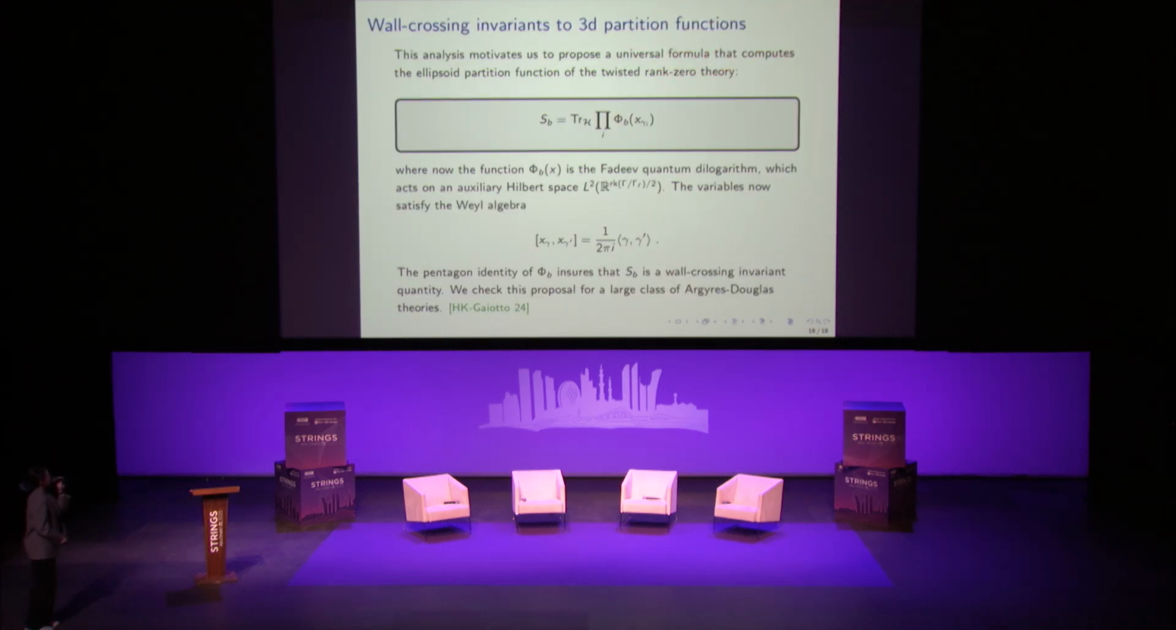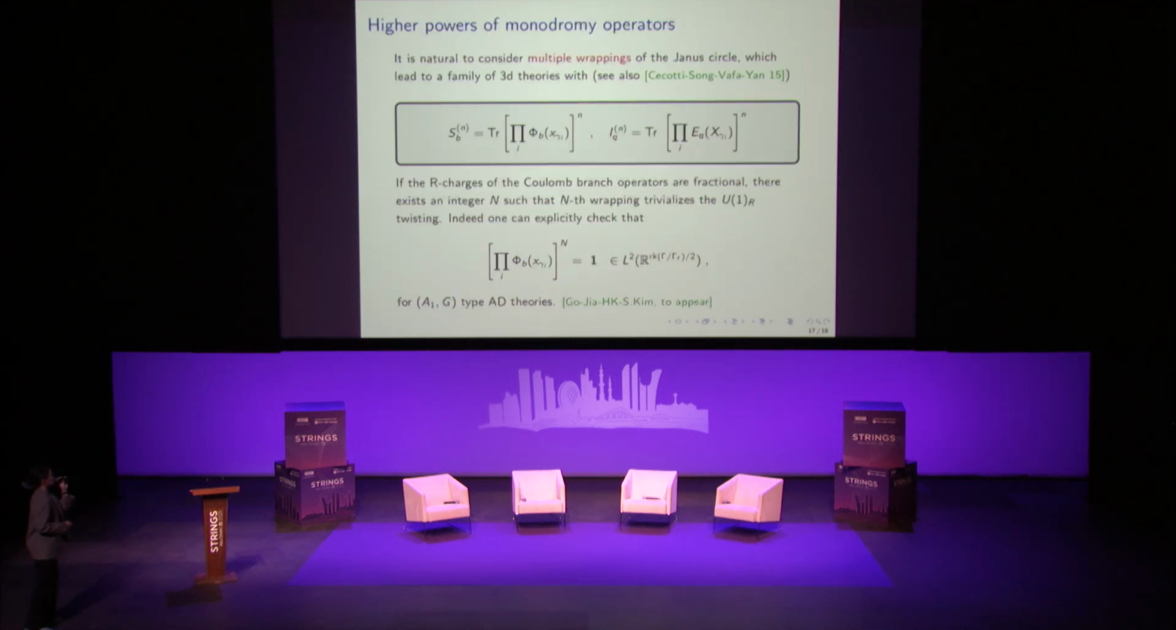This analysis in fact motivates us to propose a more universal formula that computes other 3D observables, for example, the ellipsoid partition function of the twisted rank zero theory. So instead of the q-exponentials, we now use the Faddeev quantum dilogarithm. The trace is a trace in some auxiliary Hilbert space where this Faddeev dilogarithm acts naturally. Again, the pentagon identity ensures that this partition function is a wall-crossing invariant quantity, and we can check this proposal for many examples of Argyres-Douglas type theories.